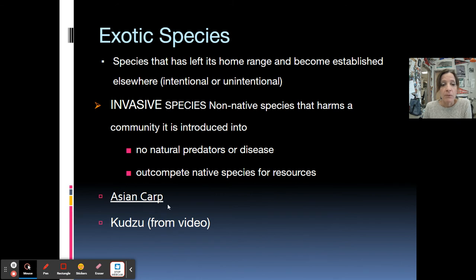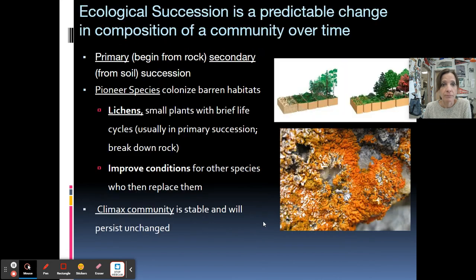So an example of that would be Asian carp. The carp are in the waterways in the United States, and they're pushing out a lot of the native fish. And then also the kudzu, which we'll watch a little video about, and that is a vine plant that's kind of taking over.